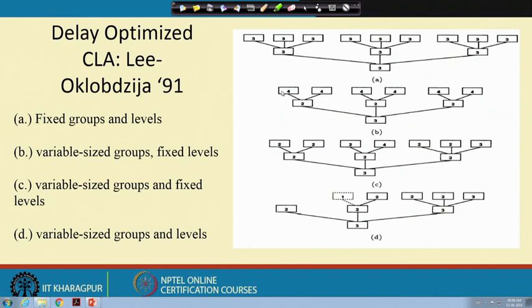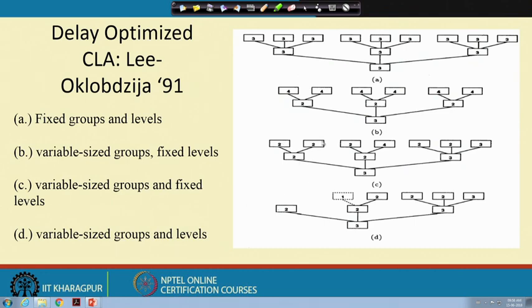So, we are considering a 4 input gate at the very first level, at the second level we follow a fan in of 2, and in the level 3 we consider a fan in of 3. Then another kind of topology is variable size groups and fixed levels. Here the levels are fixed, but the groups are variable: 4, then 2, then 3.